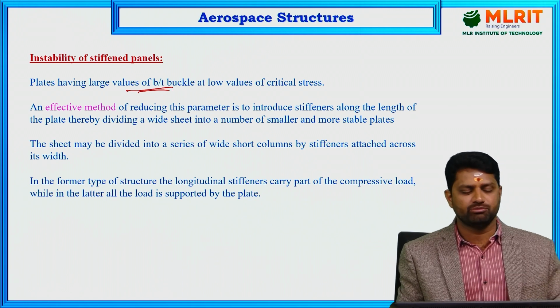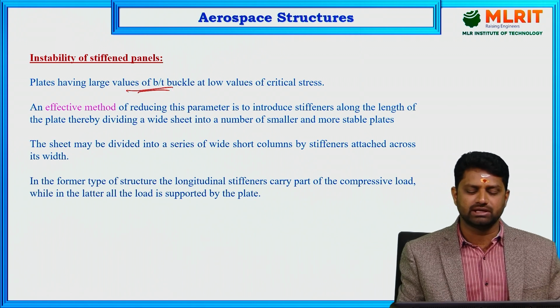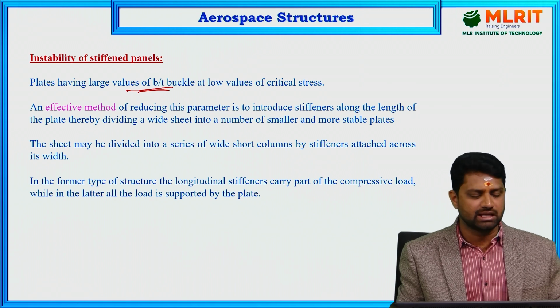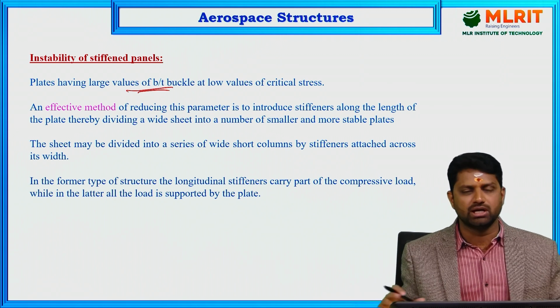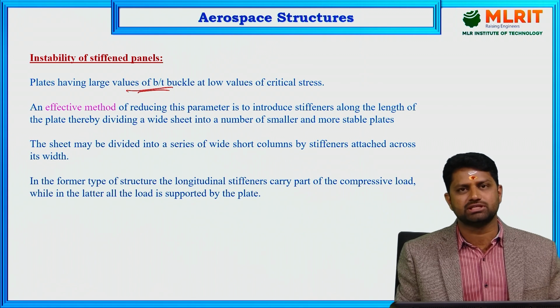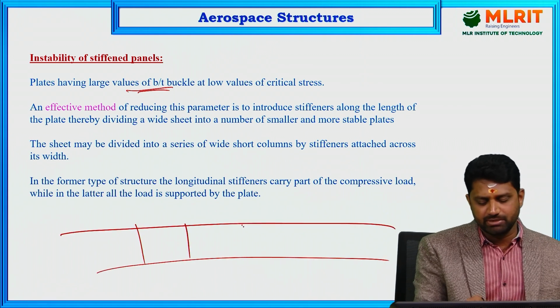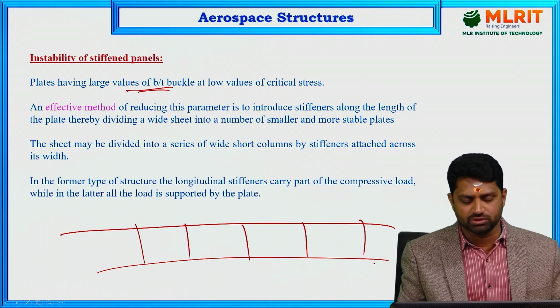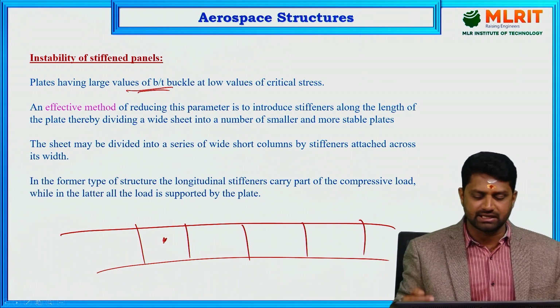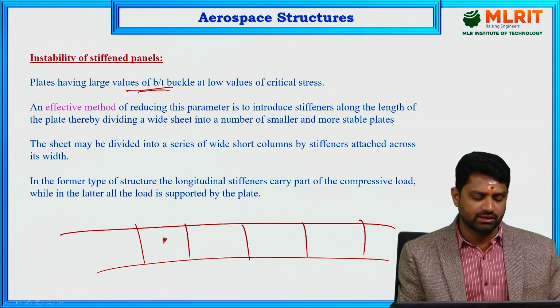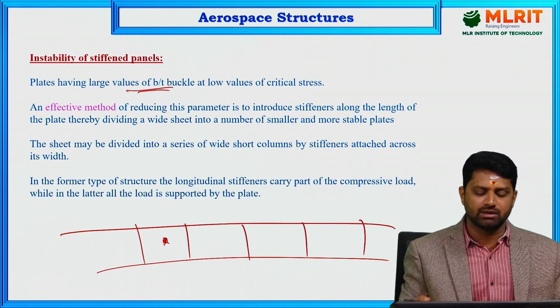An effective method of reducing this parameter is to introduce stiffeners along the length of the plate, thereby dividing a wide sheet into a number of smaller and more stable plates. A wide sheet can be divided into many smaller parts, so that each part is taken separately and is more stable.